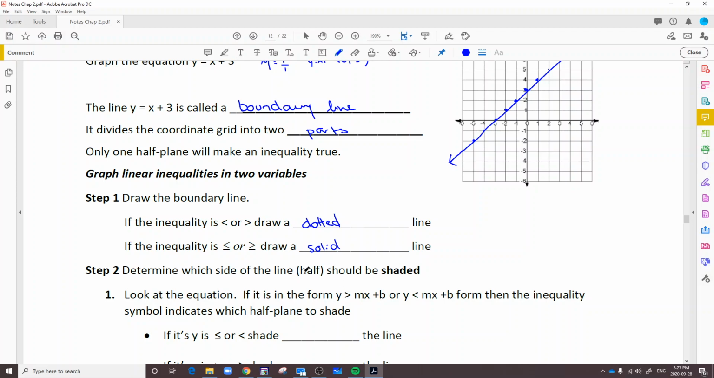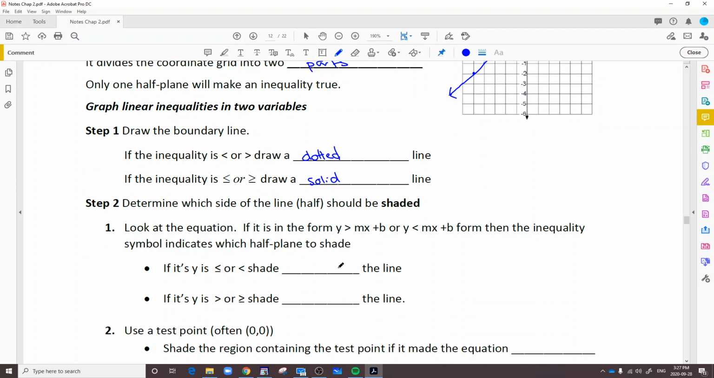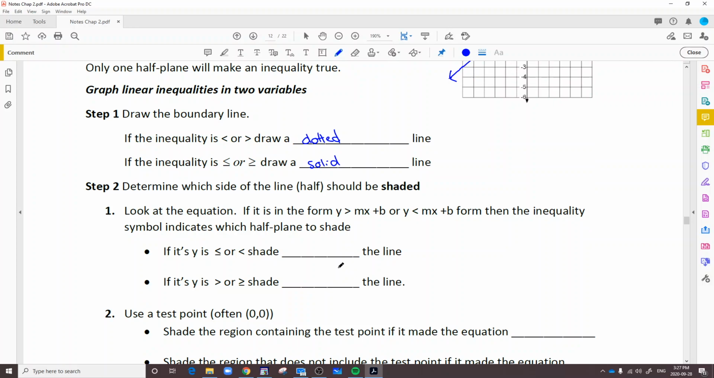Now, once you have your boundary line drawn, your next step is to decide which half is going to be shaded. The way that you determine this is you look at the equation. Now, this is the cheater way. So number 1 is the cheater way. If it shows as less than, if you think of your boundary line here, so let's say we have that boundary line from above. If the answer is less than, this is saying that the y values will come out less than x plus 3. So the solution for less than will always be below. It'll be down here. So you shade below the line.